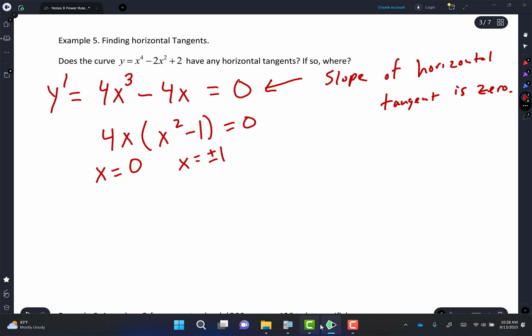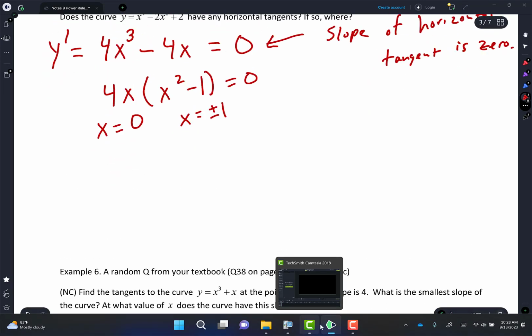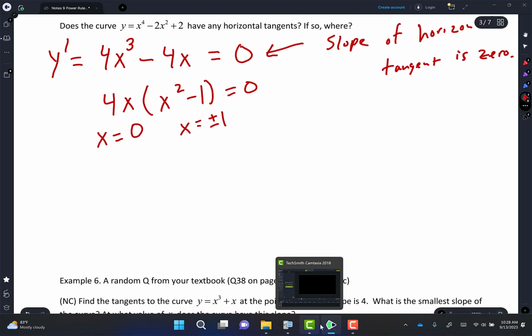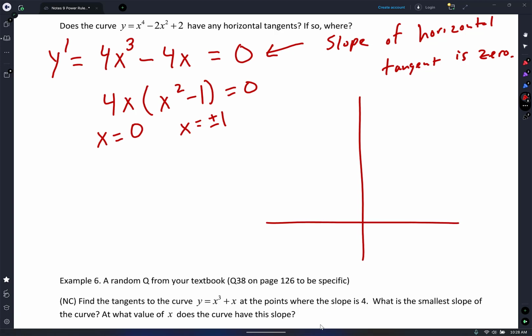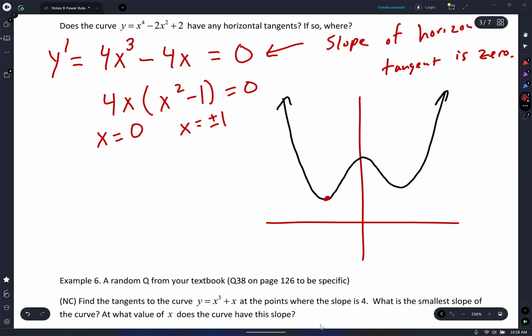Does that make sense or no? All right, let's continue. Well, I guess I'll draw the visual really quick. It's not going to be perfect, though. All right, here's my visual. Not perfect. You have a horizontal tangent there at -1, a horizontal tangent at 0, and a horizontal tangent there at 1. It should have been symmetric on the y-axis, but mine didn't come out symmetric.